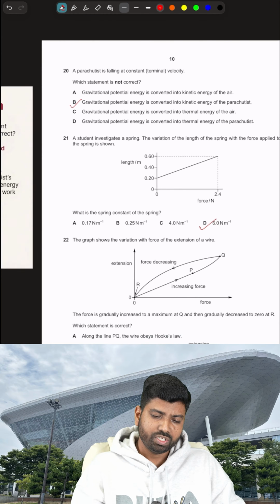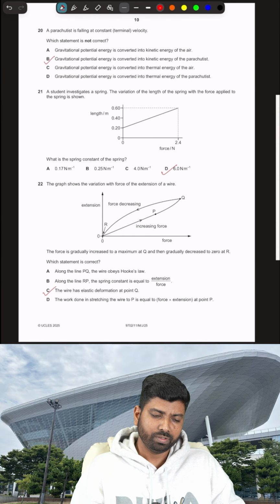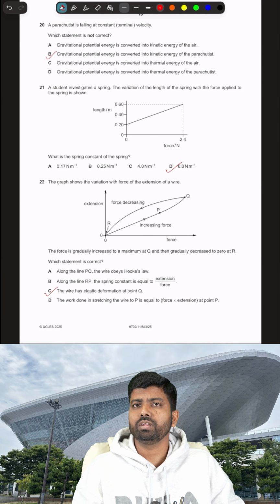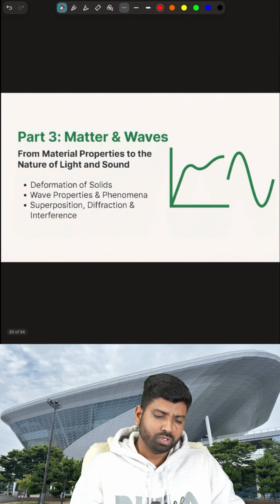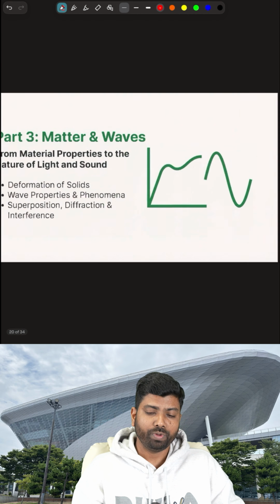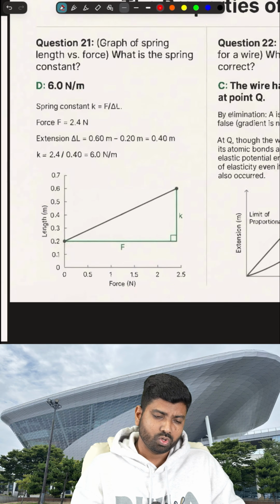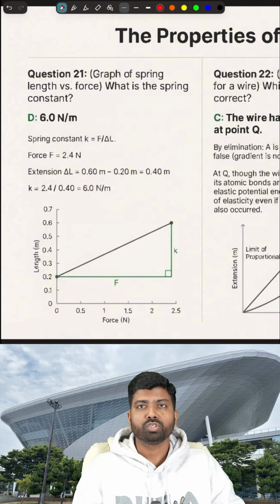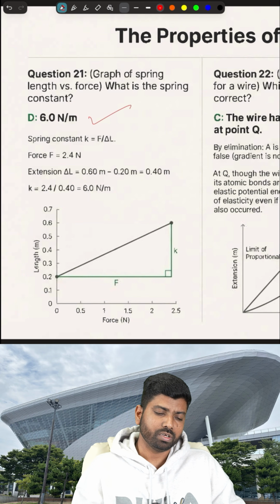Question number 20 is here. Question number 21. Is my screen okay, or is it looking very small? Can you write to me? Otherwise, I can make it a little bigger for you. Now the solution. This is from the topic matter waves. So question number 21 and the solution. Option D is the right answer.